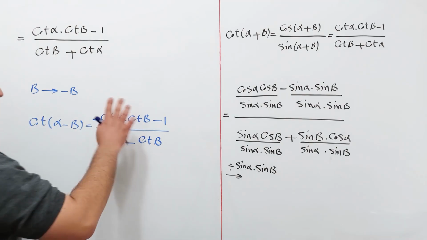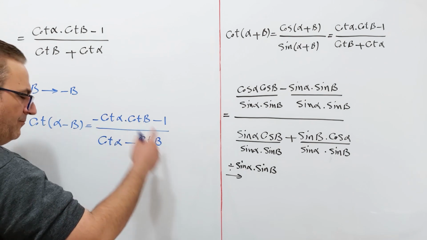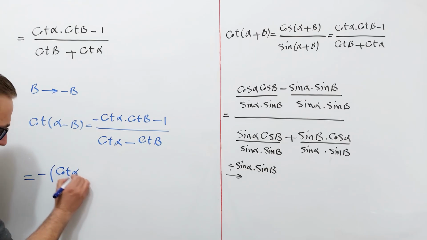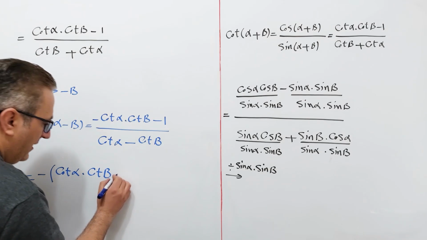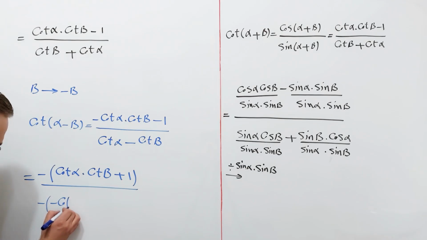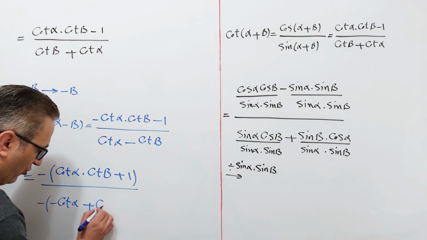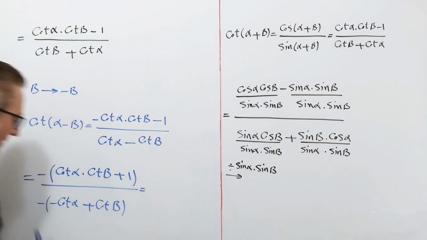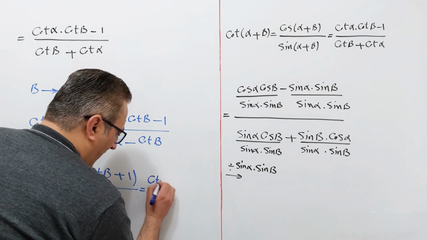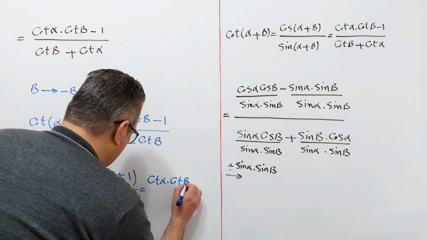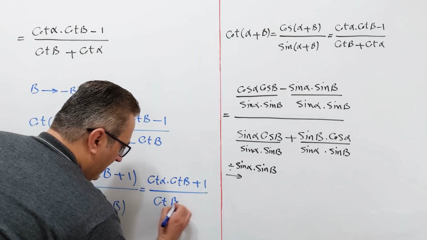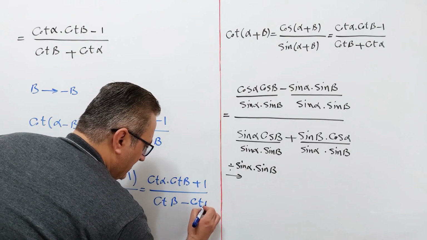And if I factor the numerator and the denominator by minus 1, we have minus cotangent alpha times cotangent beta plus 1 divided by minus cotangent alpha plus cotangent beta. So we have minus and minus, they cancel out, and we have cotangent alpha times cotangent beta plus 1 divided by cotangent beta minus cotangent alpha.